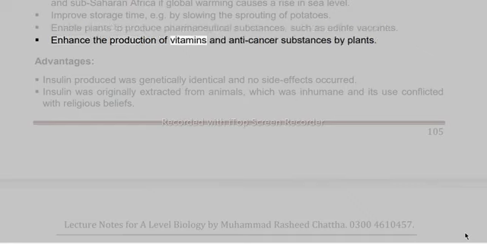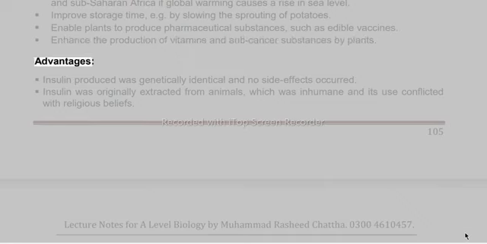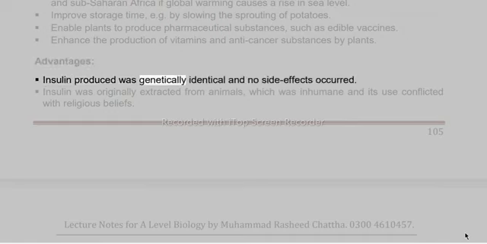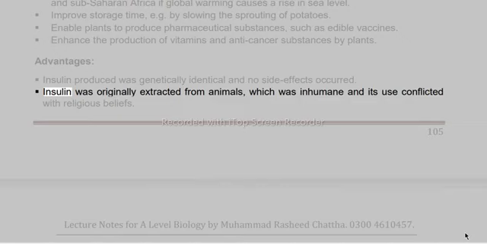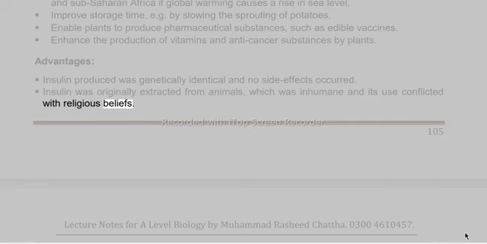Enhance the production of vitamins and anti-cancer substances by plants. Advantages: Insulin produced was genetically identical and no side effects occurred. Insulin was originally extracted from animals, which was inhumane and its use conflicted with religious beliefs.